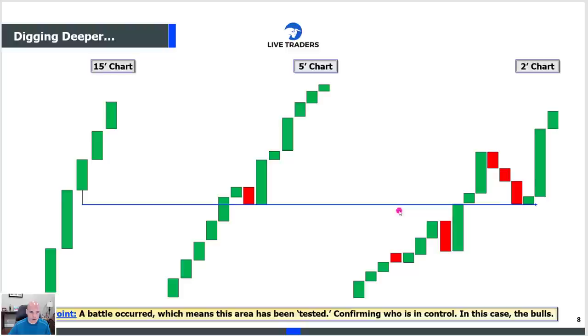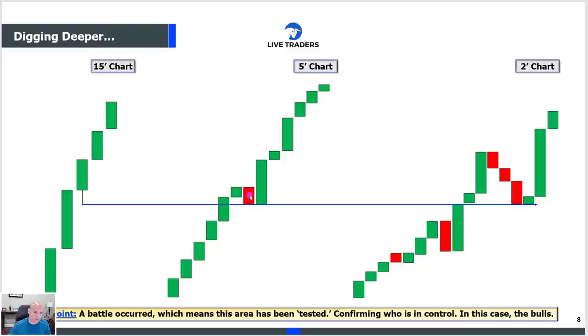So you're just moving on up, little battle. You don't even really notice it on the 15 minute, do you? You just sit there and go, oh, it's a little bit of a bottoming tail, and it keeps on going higher. You don't even really notice that much of it on the 5 minute. The stock is moving up. You get a little bit of a red bar and it keeps on going.